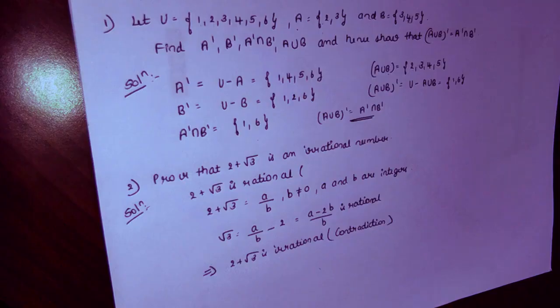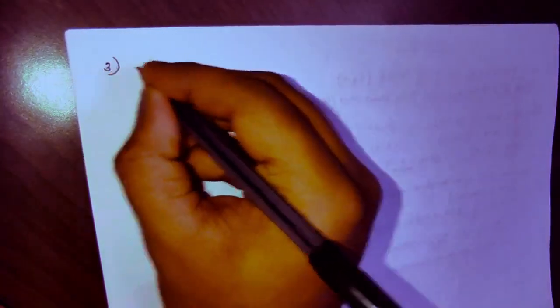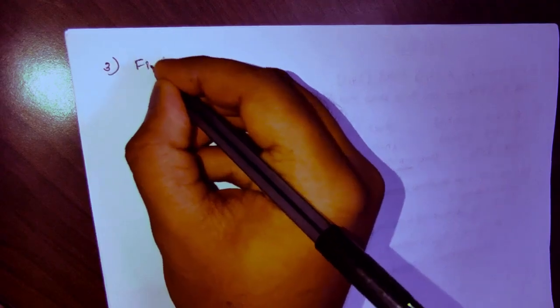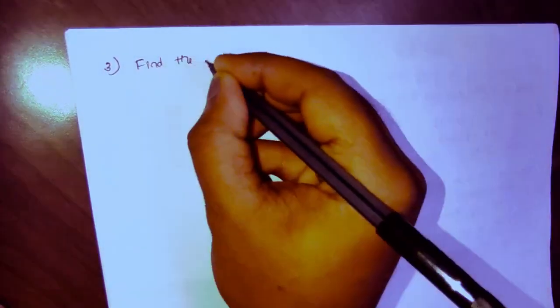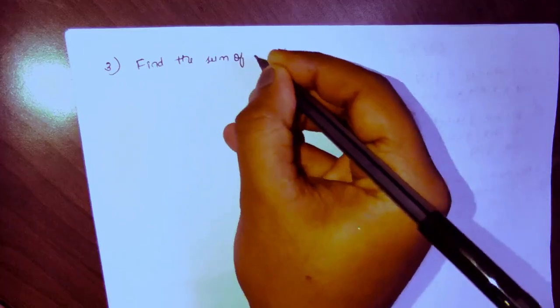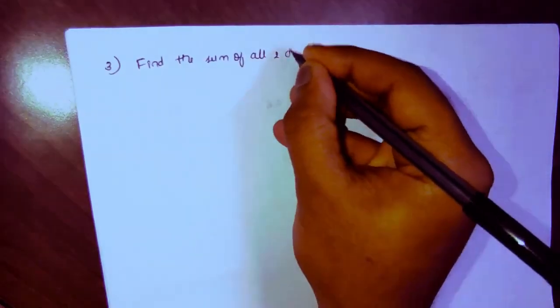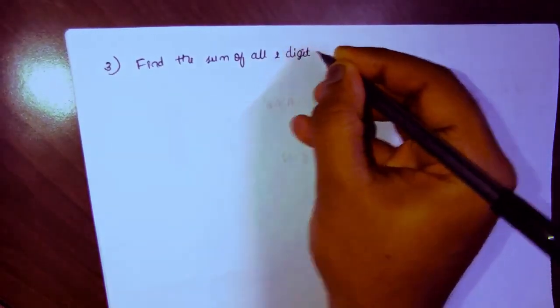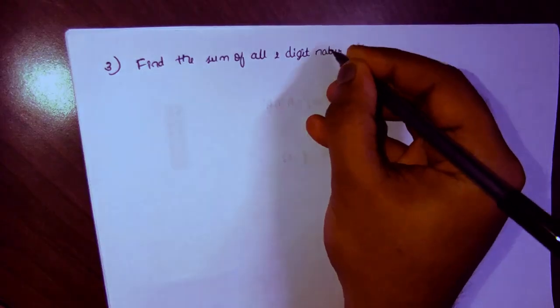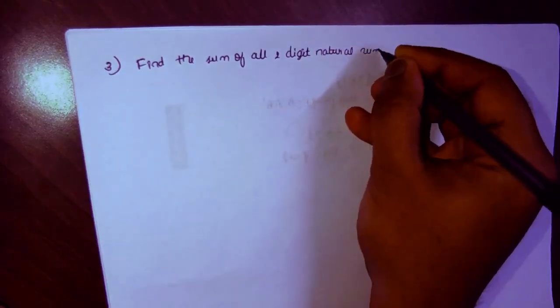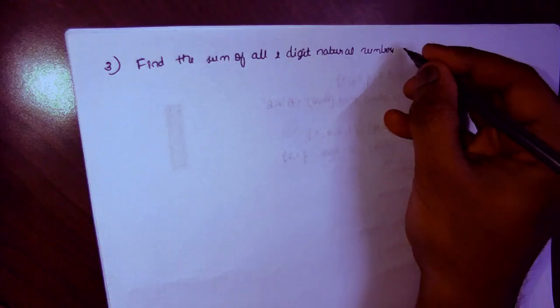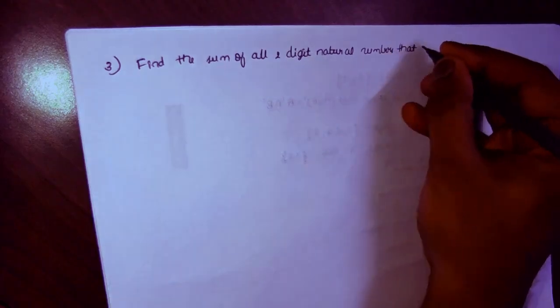Let us move on to the third question. Find the sum of all 2-digit natural numbers that are divisible by 5.